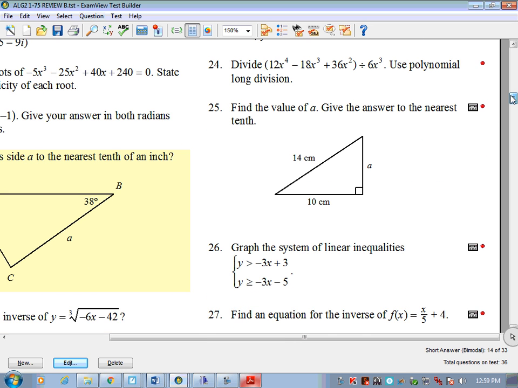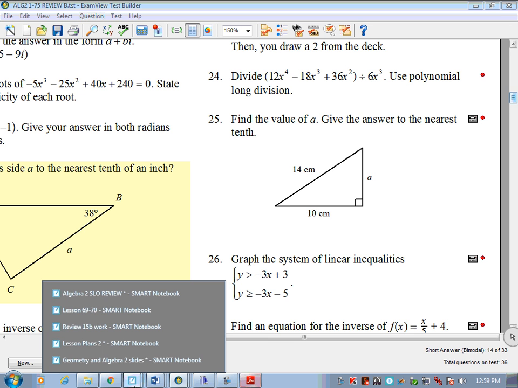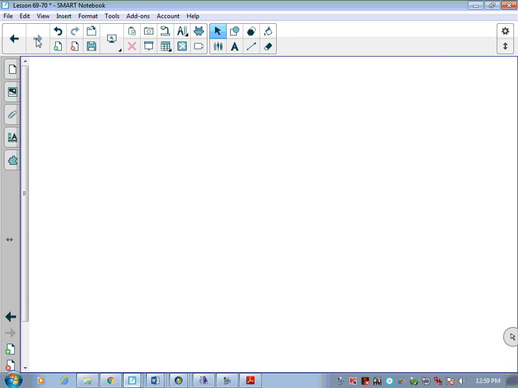Okay, number 24, it says divide 12x to the fourth minus 18x cubed plus 36x squared by 6x cubed. Use polynomial long division. All right, do you guys have this? I'm going to go to a page where I can work all this out so it can be shown. I'm going to require you guys to tell me what those numbers were. I want to be able to divide. Give me the whole deal that I'm dividing.